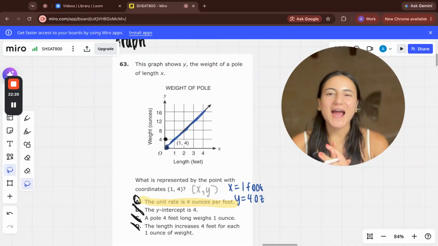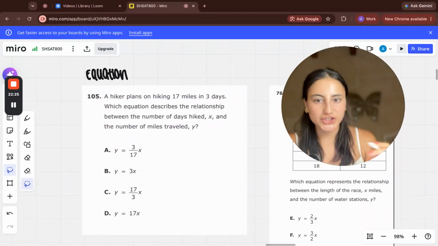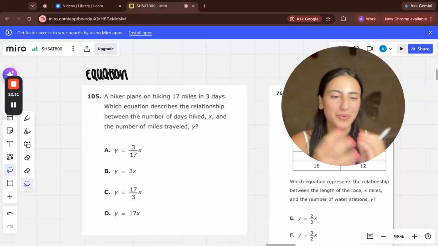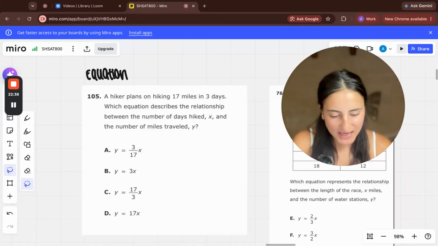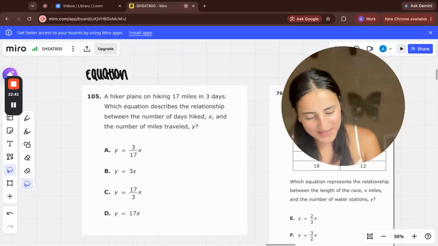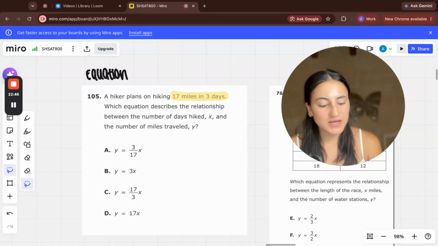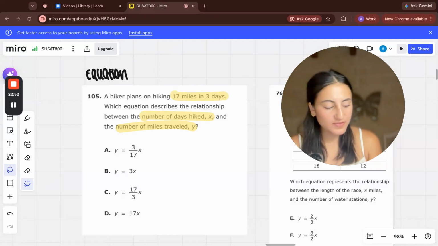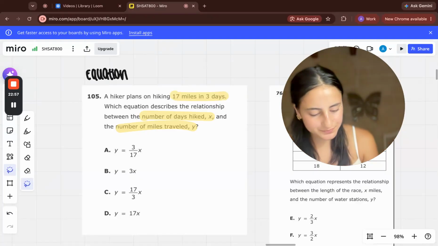Okay, now we're going to look at questions that describe the relationship between x and y using the constant of proportionality equation, which, if you don't remember, is y equals kx. For the first one here, a hiker plans on hiking 17 miles in 3 days. Which equation represents the relationship between the number of days hiked x and the number of miles traveled y? They identify which variable corresponds to which unit, which is great.